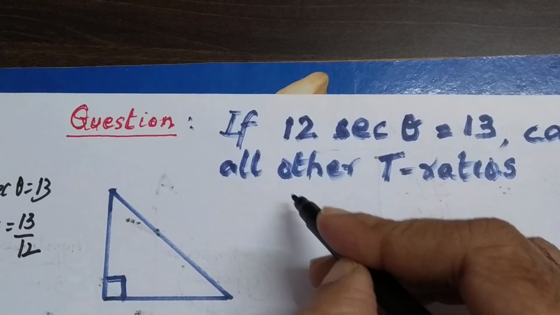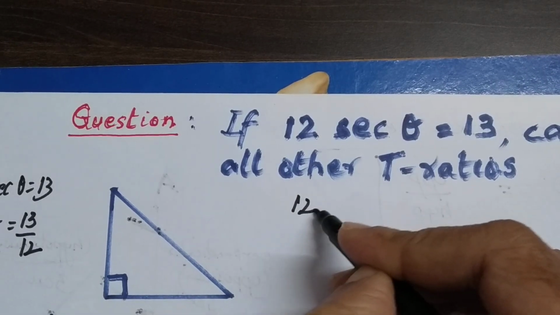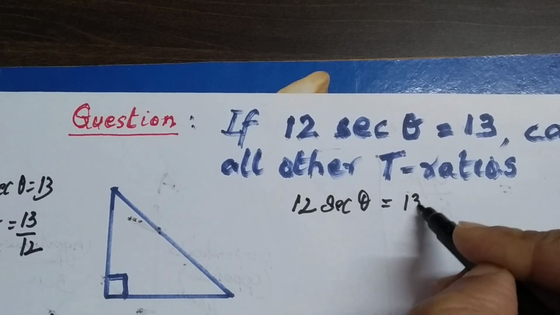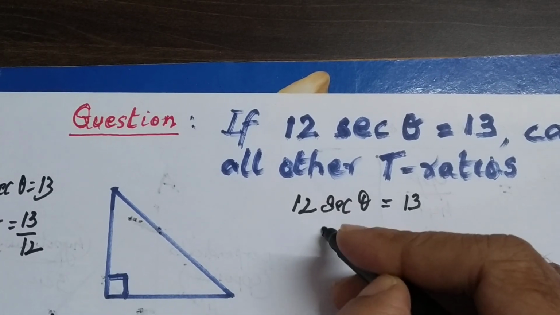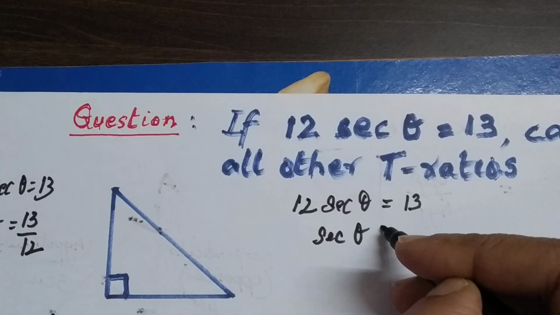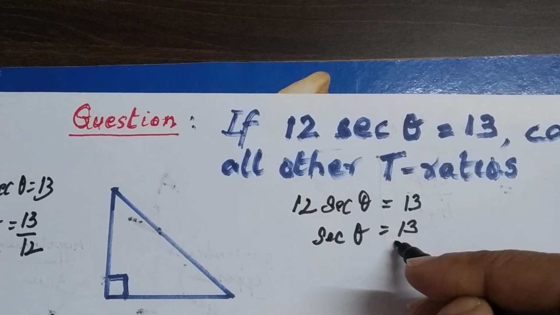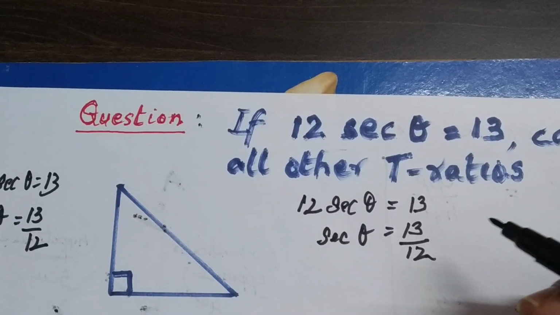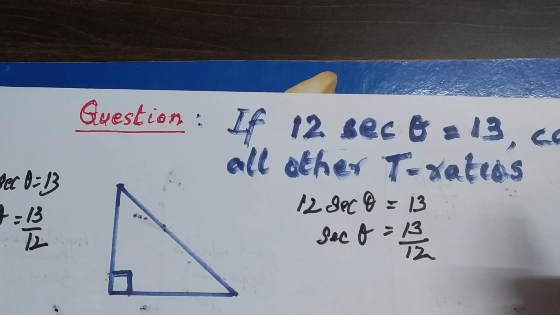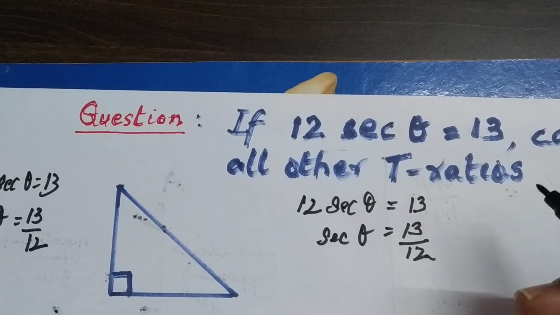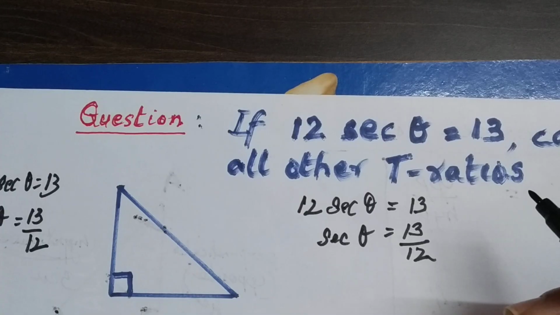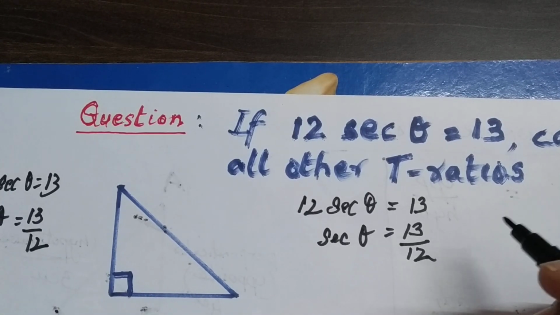So first we say 12 sec theta is equal to 13, which means sec theta is equal to 13 by 12. Okay, this is what is given, a ratio. And we are supposed to find out all the other T ratios, which means we need to find out sine, cos and tan, and also find out cosec. Sec is already given, so cot, right? 5 T ratios we have to find out.